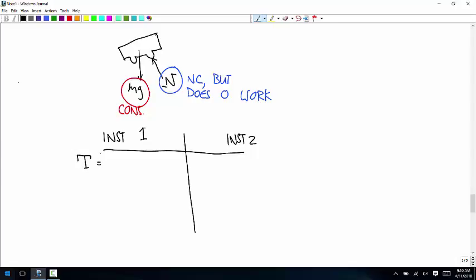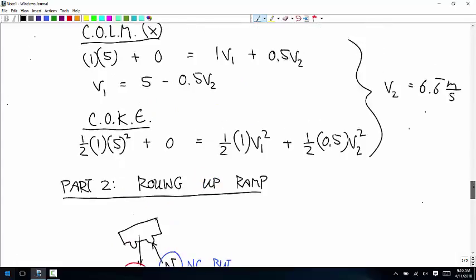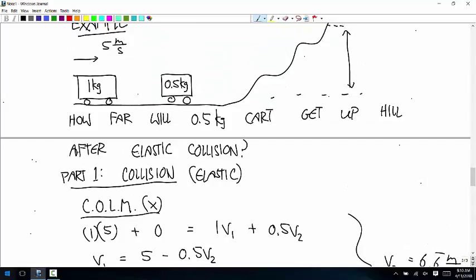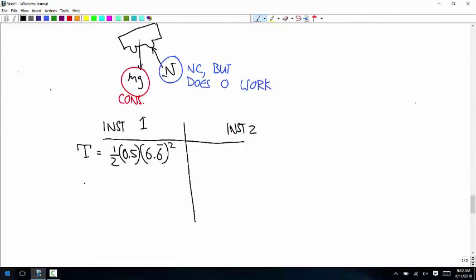The kinetic energy at instant 1, this is cart 2, so that's 1/2 times the mass of 0.5 times its velocity at the start of the roll. So that's after the collision. That's 6.6 repeating squared. For this part, we'll call the bottom of the hill h equals 0. And then the potential energy at instant 1 is 0. At instant 2, the kinetic energy is 1/2 times 0.5 times, we're going to the highest point that this object gets. So the speed at the highest point right before it starts coming back down is 0. So the kinetic energy is 0.